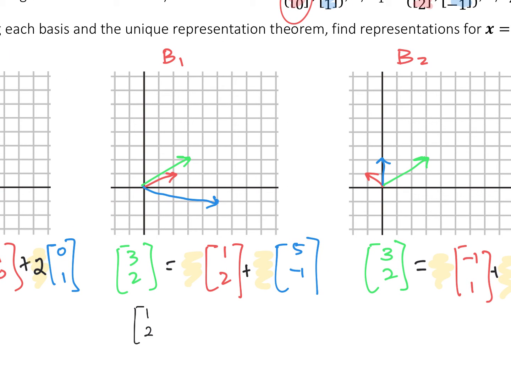If I set up the augmented matrix 1, 2, 5, -1, and I augment it with what I want to get, the 3, 2, do you see how that's going to get me my solution? If you think about this being like an A1 and this being an A2, A1 times that vector plus A2 times that vector needs to equal 3, 2. So we want to solve for the A1, A2 vector. So it's the same thing as solving the AX equals B.